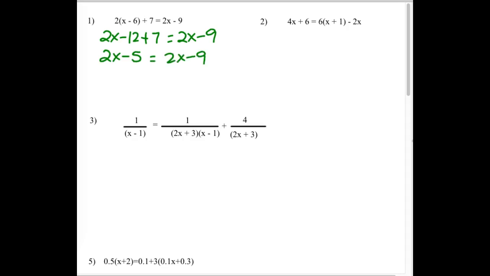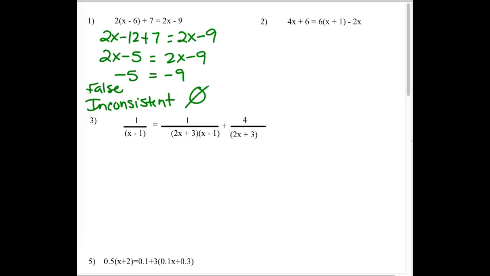And what's going to happen? What happens to our variables? They're going to disappear, right? We subtract 2x from both sides, they're gone. Our statement that's left is negative 5 equals negative 9. Is that true? Does negative 5 equal negative 9? No. So we get a false statement. What does that tell me? It's inconsistent, which means no solution.